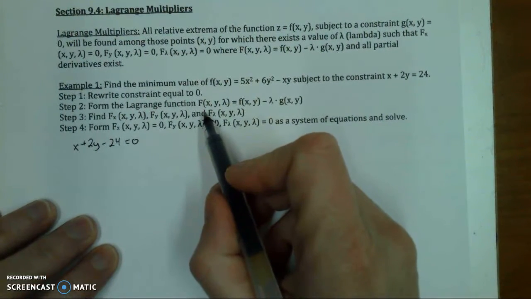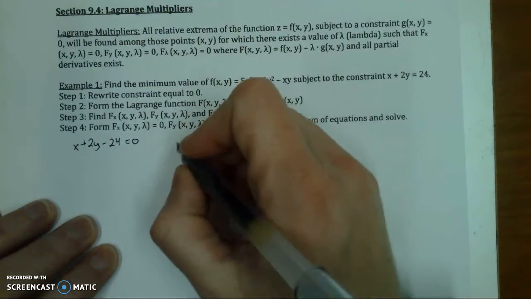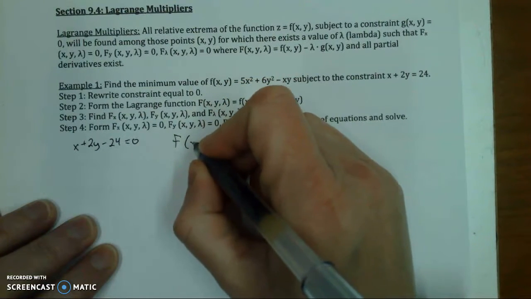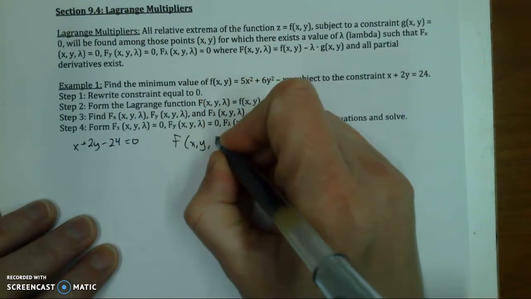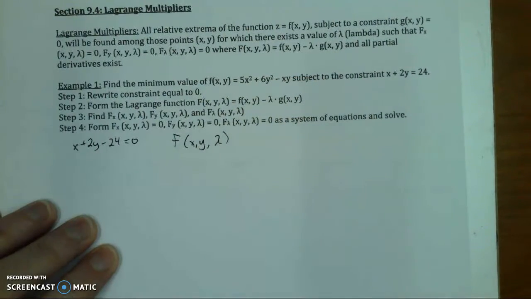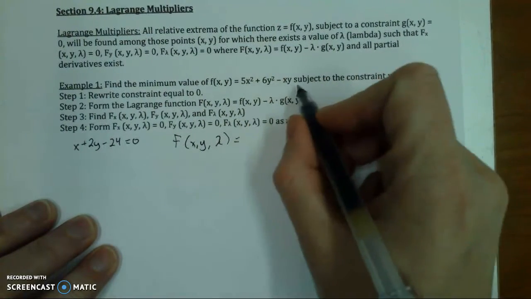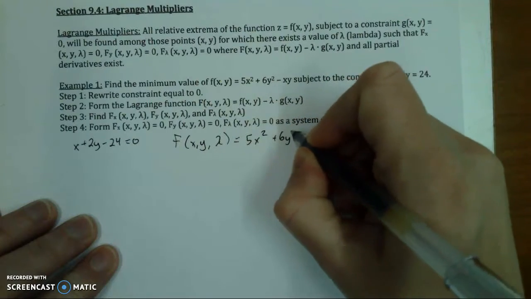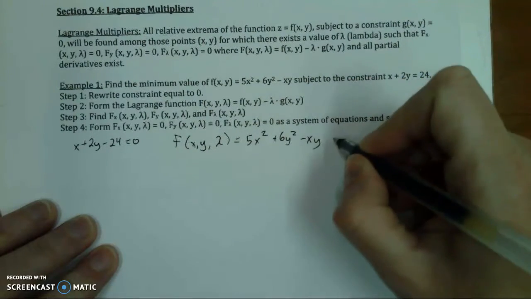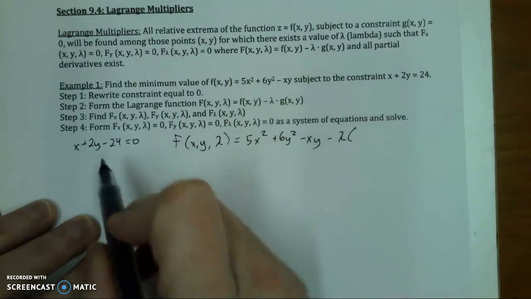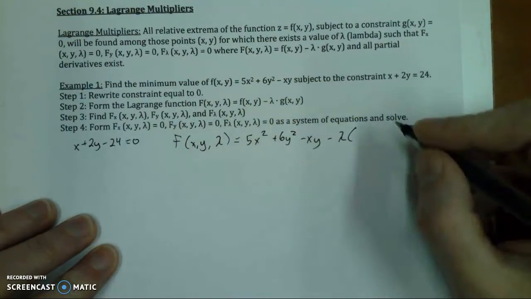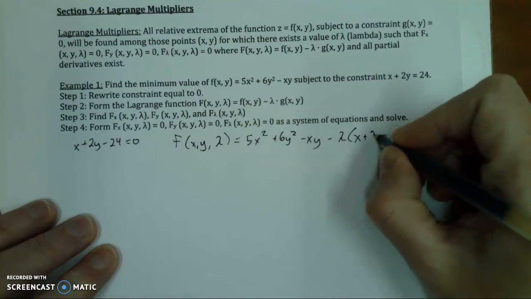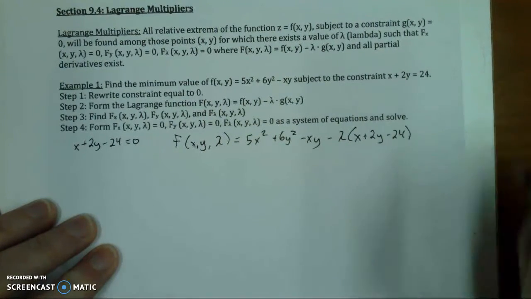So we're going to then make this Lagrange function capital F. So this is of three variables, x, y, and that is the Greek letter lambda. We're going to start by taking that little f of x function that we're given, and then we're going to subtract lambda times this constraint equation. Not the 0 side, just the other side.